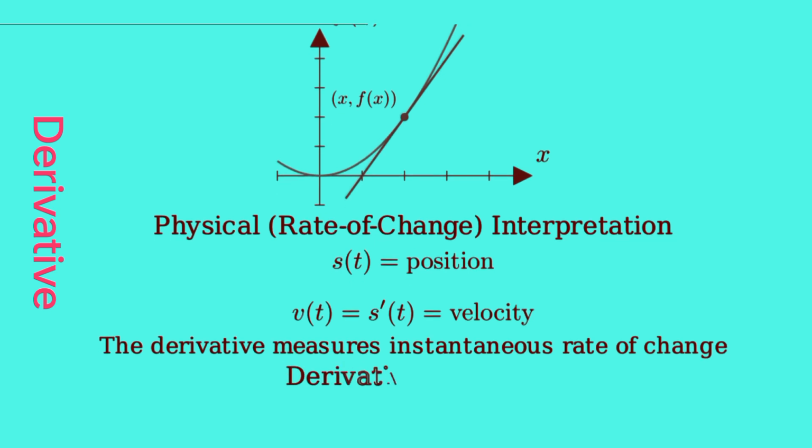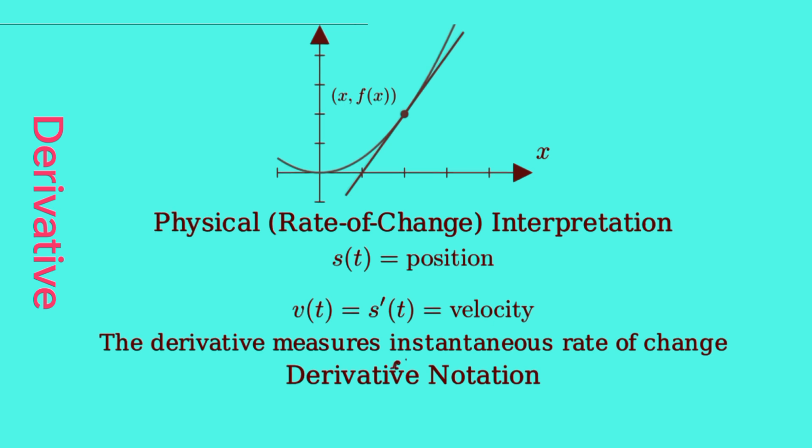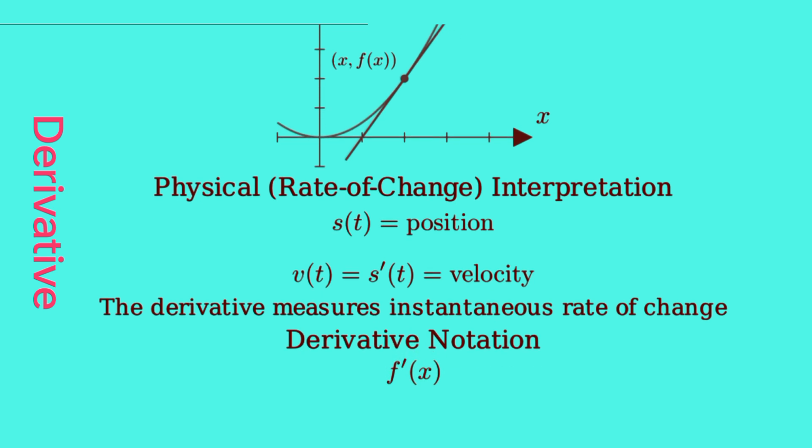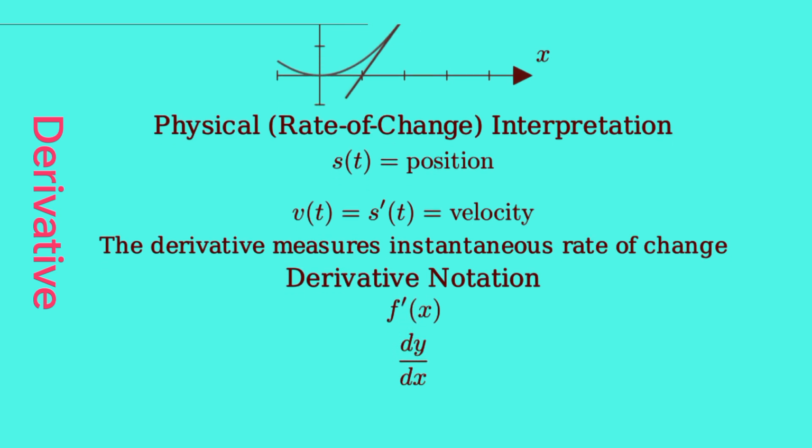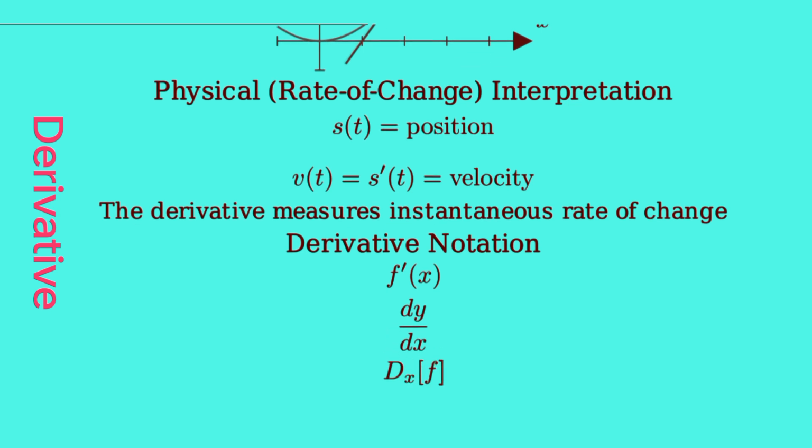There are several notations used for derivatives. F prime of x is the most common notation, where the prime symbol indicates a derivative. dy/dx is Leibniz notation, which emphasizes that the derivative shows how y changes with respect to x. And finally, d sub x of f is another notation, sometimes used in more advanced contexts.